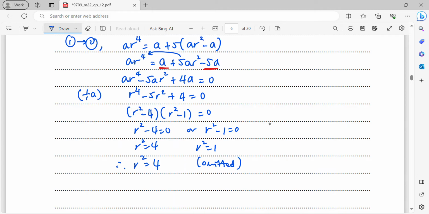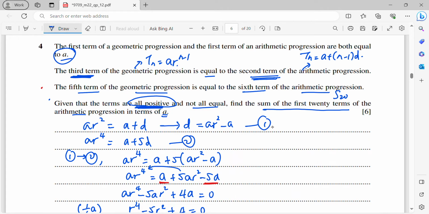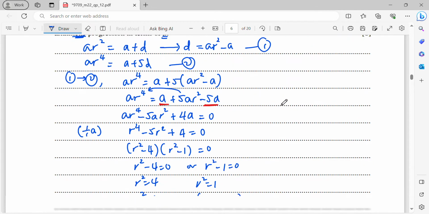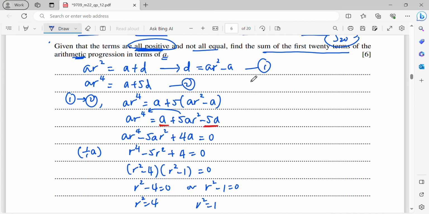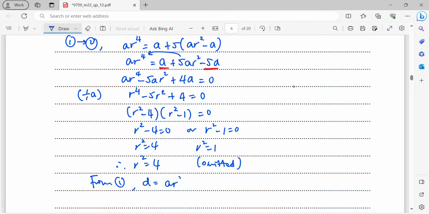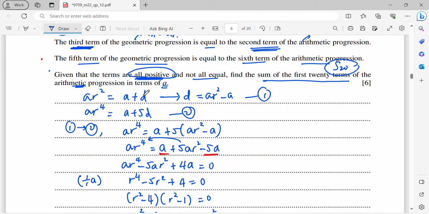Now I need to find the S20 in the arithmetic progression, which means that I need to know D. So now from the first equation, I can find D. From the first, my D is AR squared minus A, and now my R squared is 4, so I will get 4A minus A. Then my D is 3A. After you have found this, we can easily find our S20 in the arithmetic progression.